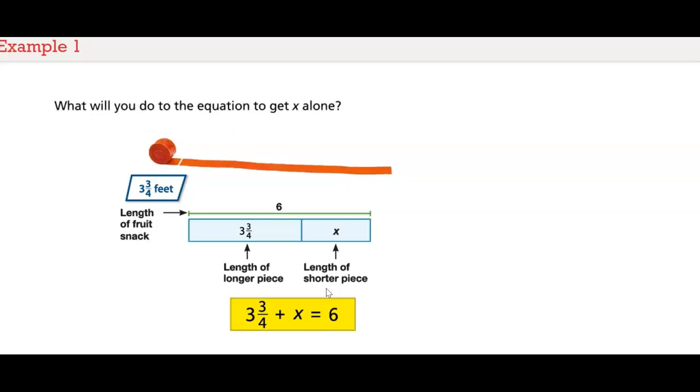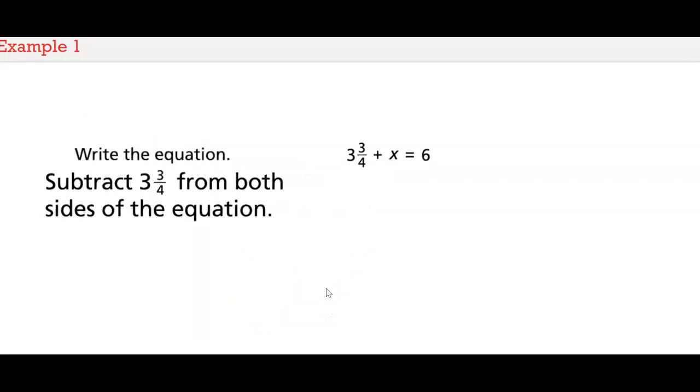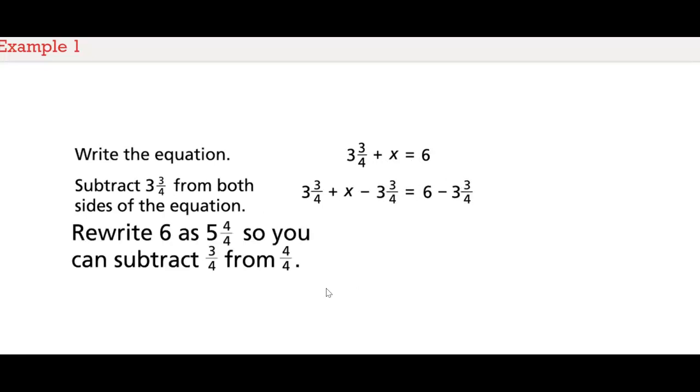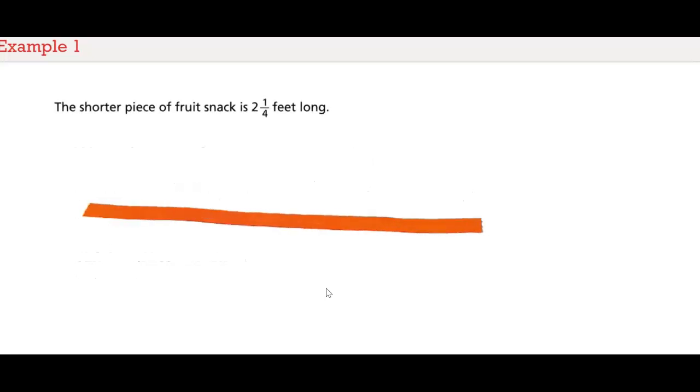What will you do to the equation to get x alone? Write the equation. Subtract 3 3/4 from both sides of the equation. Rewrite 6 as 5 4/4 so you can subtract 3/4 from 4/4. Subtract. The shorter piece of fruit snack is 2 1/4 feet long.